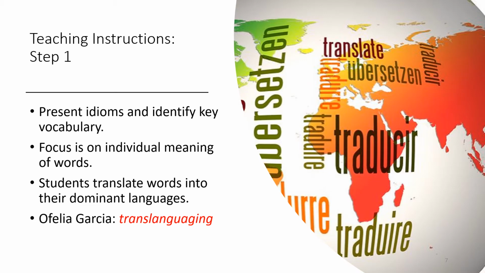In the next few slides, I'll be presenting the teaching instructions. So here's step 1. First, you'll present your chosen idioms on the board and identify key vocabulary for your students. And by key vocabulary, I mean words and not articles or prepositions in the phrases. Then, with the help of dictionaries, you'll have your students translate each key vocabulary into their dominant languages. This allows students to focus on the individual meaning of words.